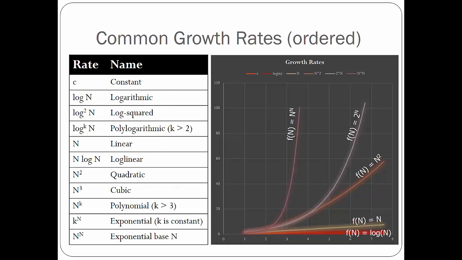Here are some common growth rates that we usually use to compare algorithms in order from smallest growth rate to largest growth rate. On the right, you can see a graph with some of these functions and their associated growth rates. Looking at the linear growth rate, where f of n equals n, this is usually considered an acceptable growth rate for many algorithms.